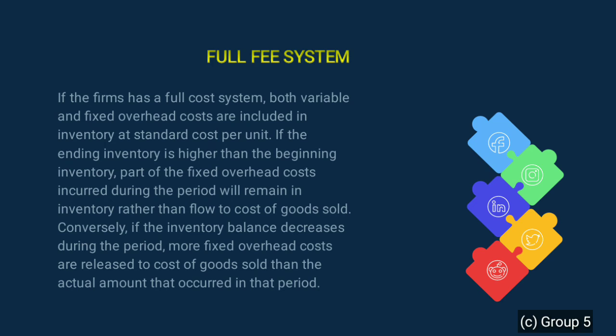If the company has a variable cost system, fixed production costs are not included in the inventory, so there is no variance in production volume. The important point is that production variance should be related to the volume of production, not to the volume of sales. That's all from me.